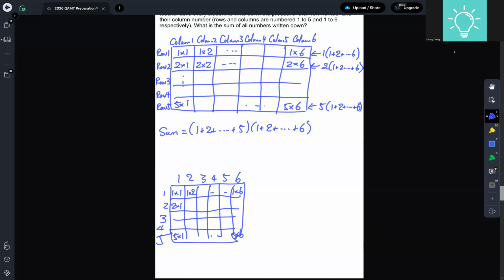So calculating this sum is just calculating the sum of the areas of these individual rectangles, which is actually equal to the area of the whole big rectangle, which has side lengths 1 plus 2 up to 5 and 1 plus 2 all the way up to 6. So to calculate the area, we just calculate the side lengths and multiply them together. 1 adding up to 5 is 15, and 1 adding up to 6 is 21. So we take 15 times 21, which is 315. That's the sum of all the numbers written down. And we are done.